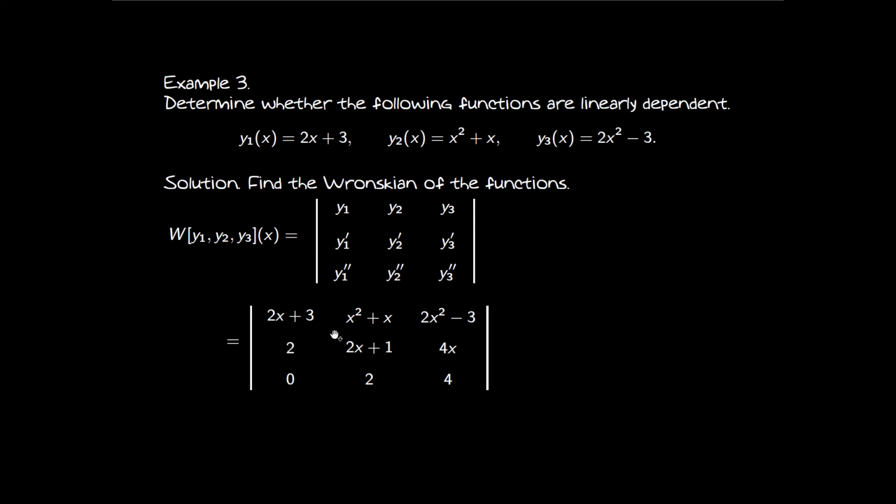For the second function, the derivative is going to be 2x plus 1, and the second derivative is going to be 2. For the last function, the first derivative is going to be 4x, the constant is going to give you a 0, and then the second derivative is going to be 4.